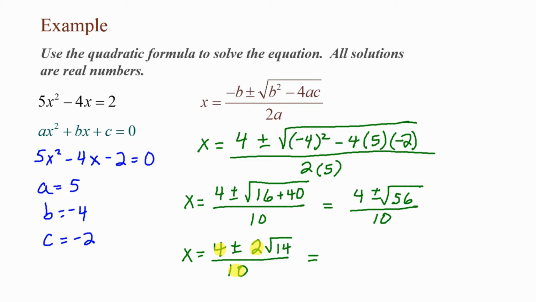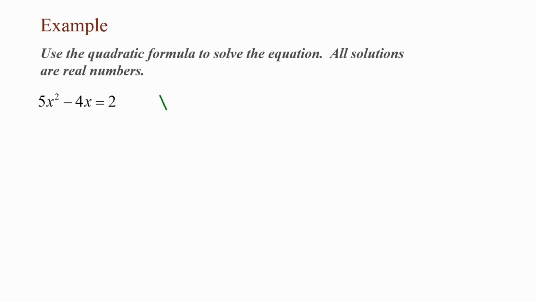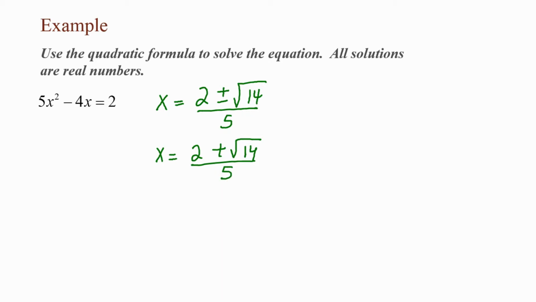Since all three are even, I can divide 4 by 2, which gives me 2, plus or minus 2 by 2, which gives me 1, square root of 14, divided by 10 divided by 2, which is 5. So my answer is x equals 2 plus or minus the square root of 14 all over 5, or I can write my answer as 2 plus the square root of 14 divided by 5, or 2 minus the square root of 14 all over 5. And remember that this is our x value, so our x equals is important.